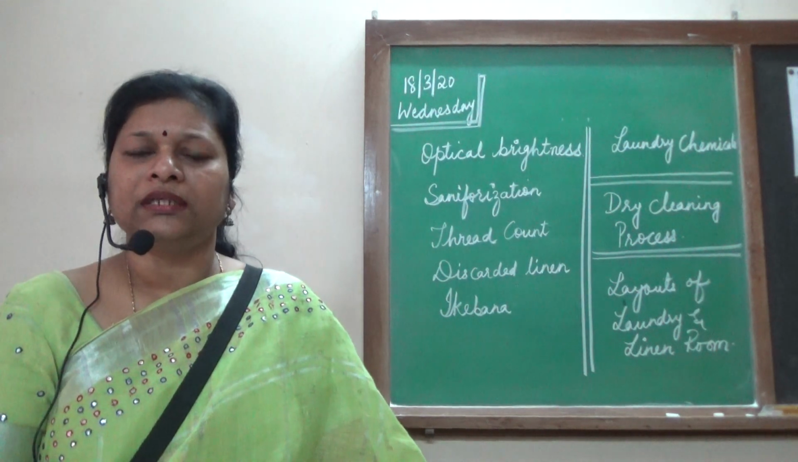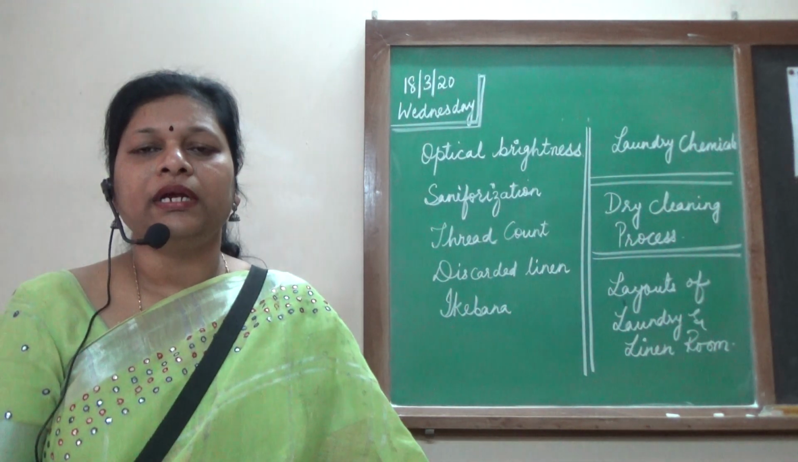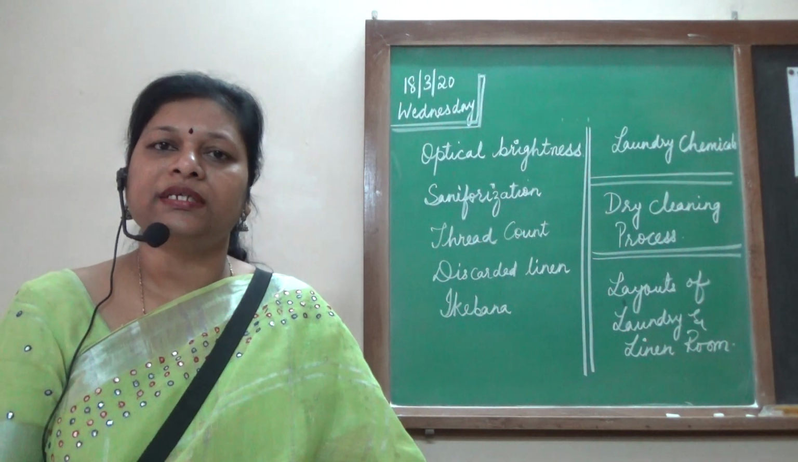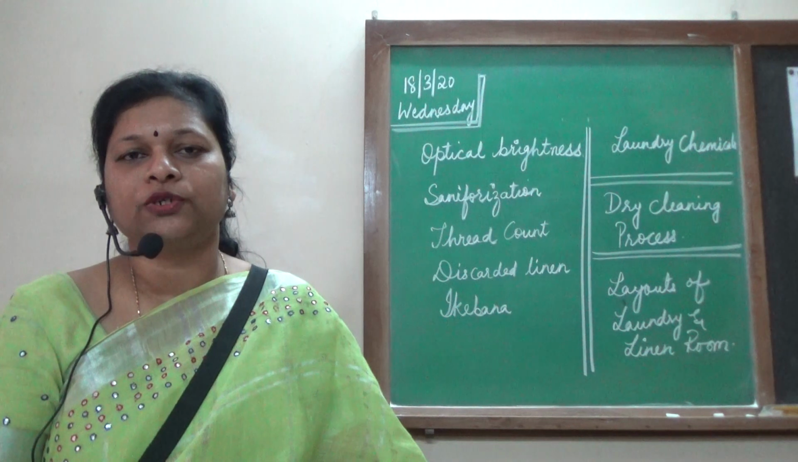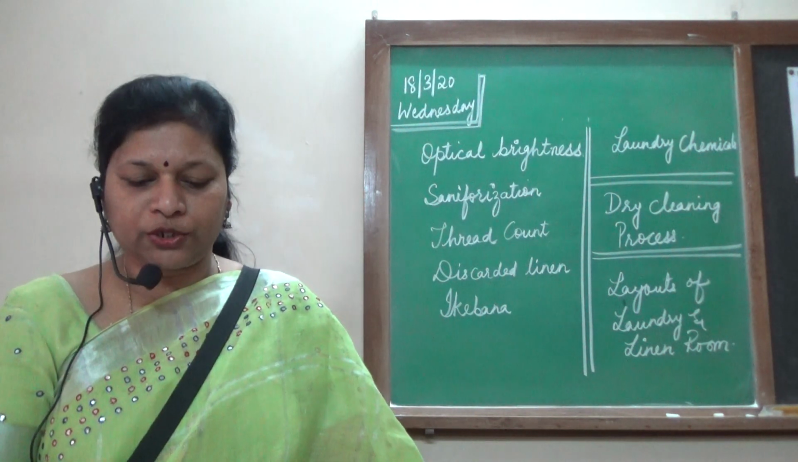Coming to the napery part, that is the restaurant linen. How many sets of restaurant linen are required? You need to mention this also. 3 sets of par stock is definitely required for the restaurant.